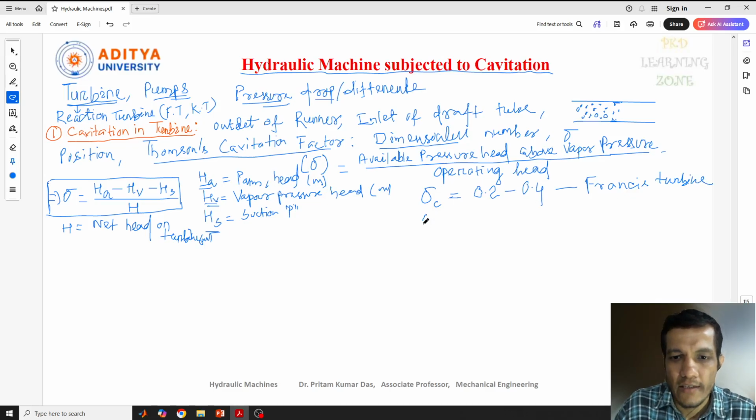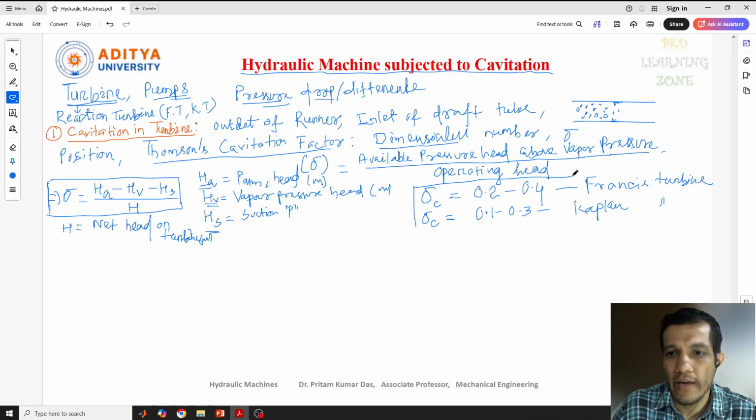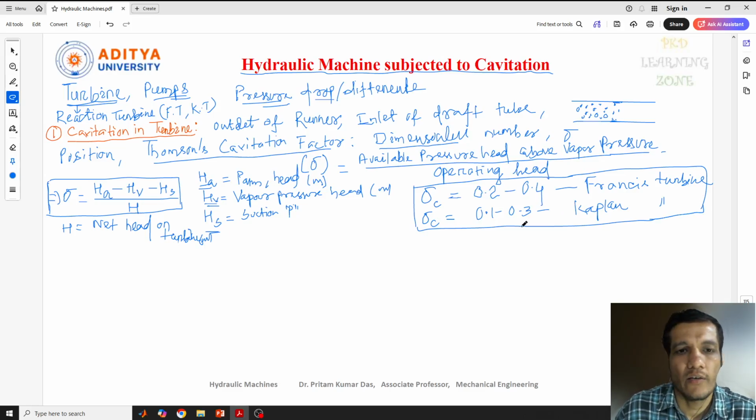And the next is, you can write, this is 0.1 to 0.3. This is for the Kaplan turbine. Okay, so this is the value of sigma, the operating cavitation factor for the turbine. Now the question is why we should discuss or why you should read about this.